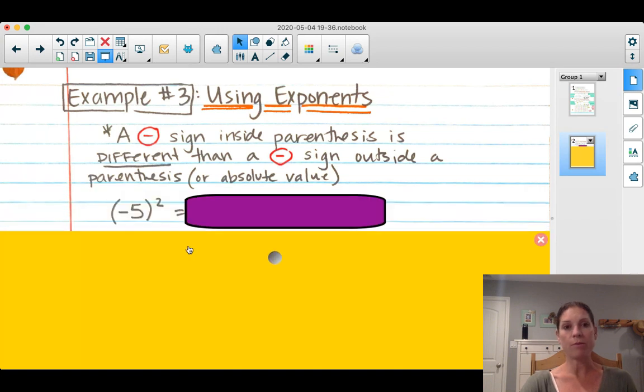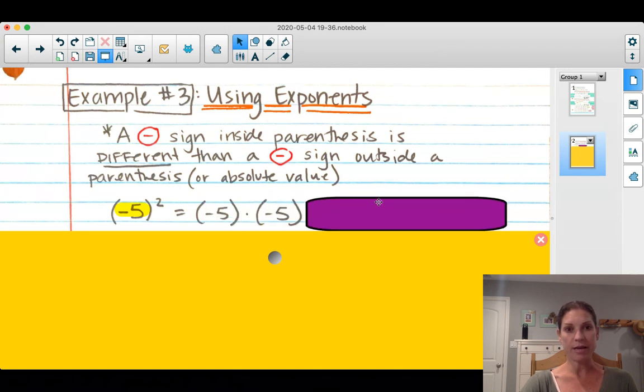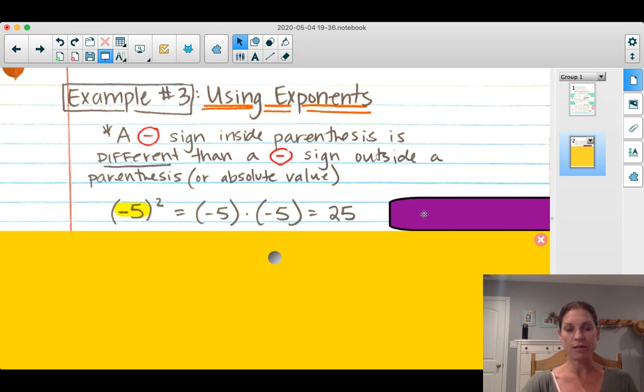So for example, this negative sign here is on the inside of this set of parentheses, okay? Which means that the negative 5 is going to be squared. So this is actually going to end up being negative 5 times negative 5. Now we have a negative times a negative, and that gives us a positive 25.